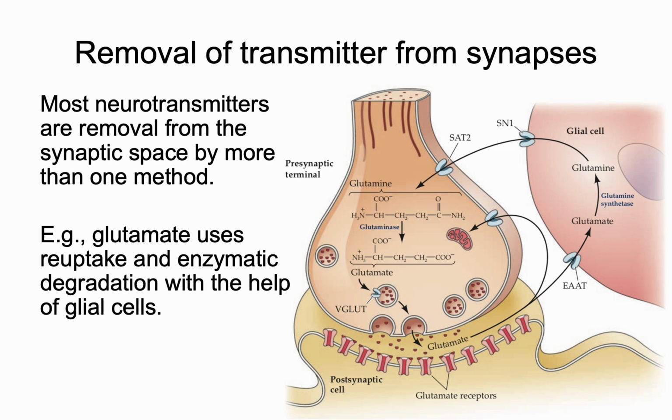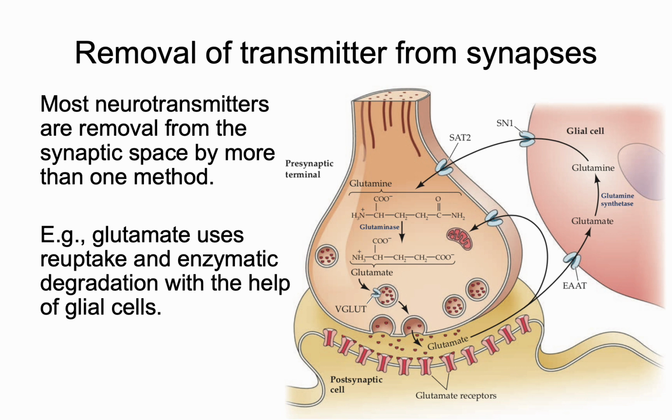An example here of glutamate shows us that most neurotransmitters are removed by a variety of different methods in the synaptic cleft. They can include perhaps all three, sometimes diffusion, enzymatic degradation, and reuptake. Here with glutamate, we see two different pathways for its removal from the synaptic cleft. We see reuptake back into the cell, and we also see enzymatic degradation.